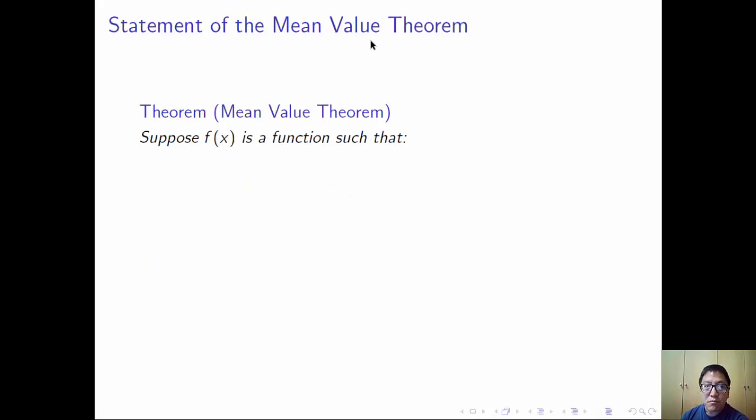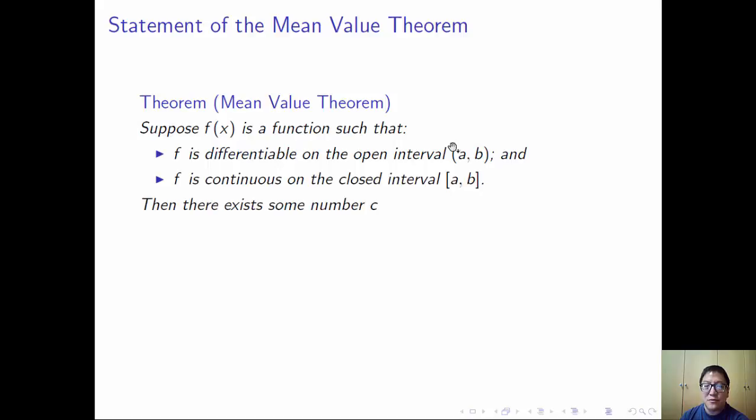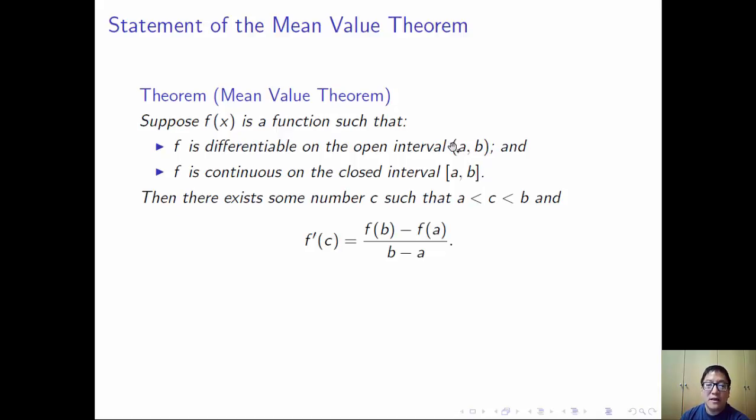So without further ado, the mean value theorem says that suppose f of x is a function such that f is differentiable on the open interval (a, b) and f is continuous on the closed interval [a, b]. So, details aside, the point is that f is a nice function, much like pretty much every function you've seen in calculus, other than those functions that are specifically identified as being not nice. Anyway, the point is, in that circumstance, there must exist some number c strictly between a and b, such that a is less than c is less than b, and f prime of c is equal to f of b minus f of a over b minus a. That's what the mean value theorem says.